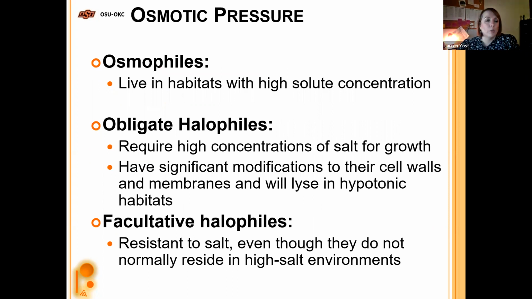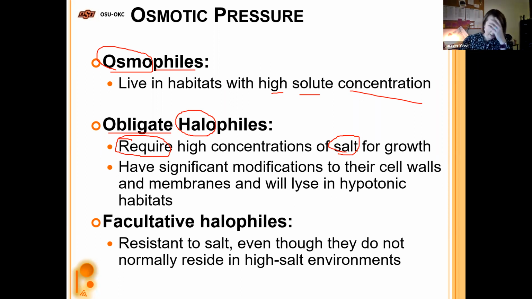Osmophiles, so osmotic pressure now. Osmophiles live in habitats with high solute concentration. They love the water moving across. So this is things like the obligate halophiles. Obligate because they are required. Halo was like halogens, like salt. High concentrations of salt. So they have significant modifications to their cell walls and membranes and will lyse in hypotonic habitats. They will die for sure.